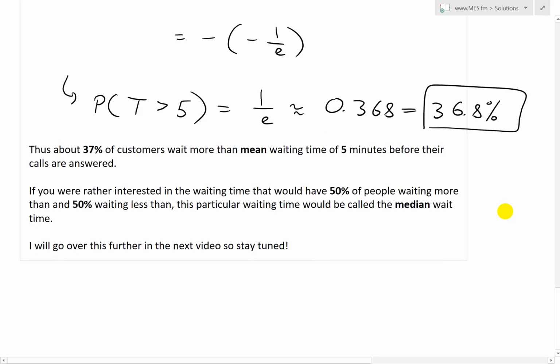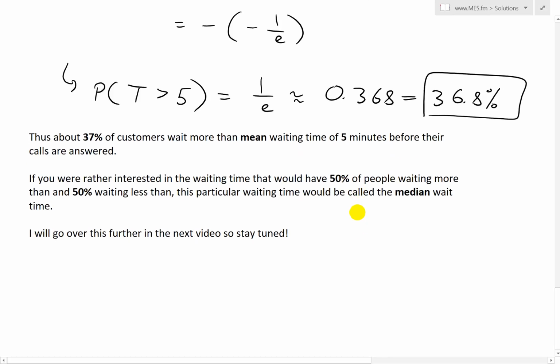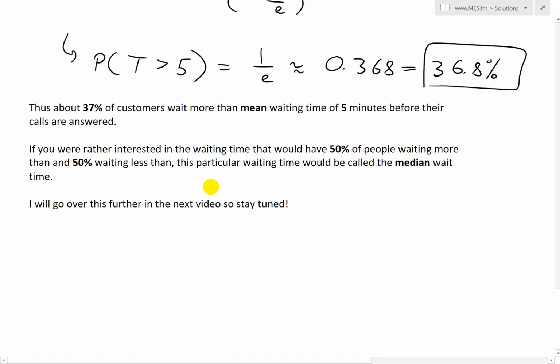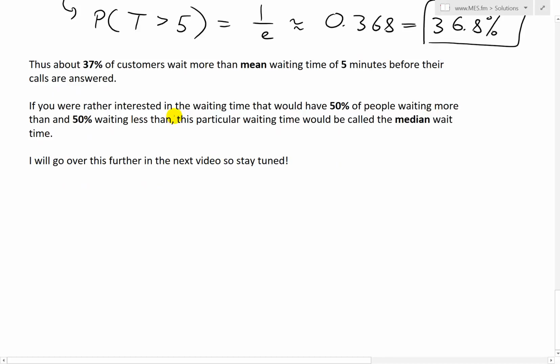Yeah, so another note on this, so thus about 37% of customers wait more than the mean waiting time. Again, mean is the average waiting time of 5 minutes before their calls are answered. So even though it's the average, there is less than 50% of people waiting longer. And again, this is because the people who wait really long actually skew the results, and I'll explain that in a later video. Basically, if you were rather interested in the waiting time that would have 50% of the people waiting more than, and 50% waiting less than.